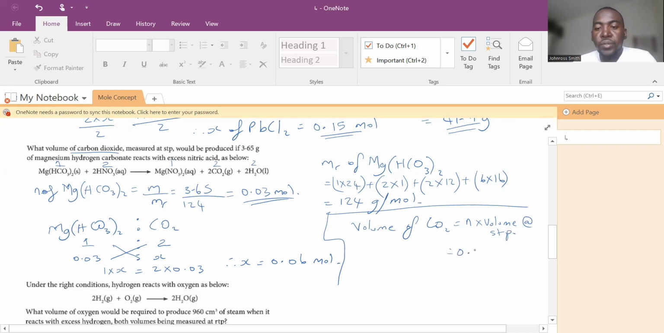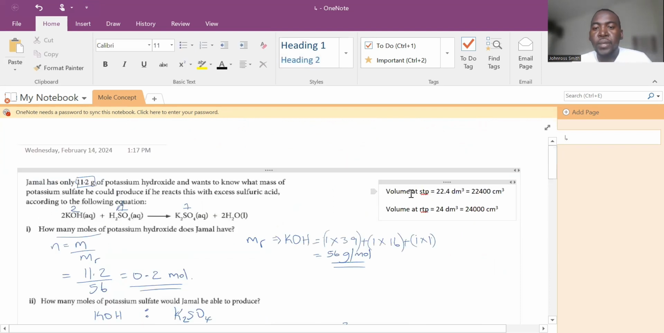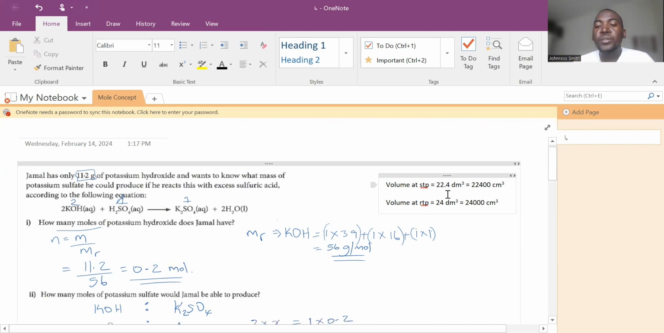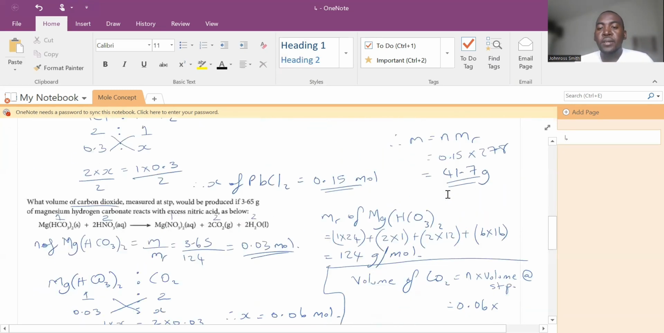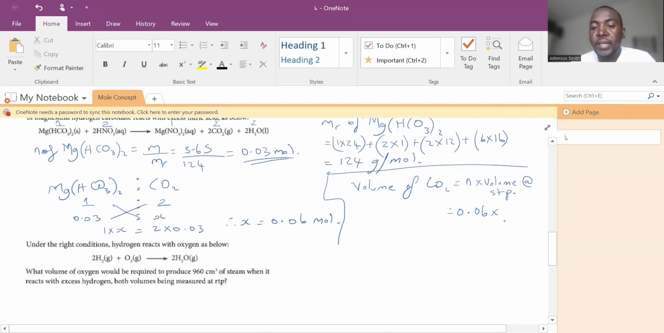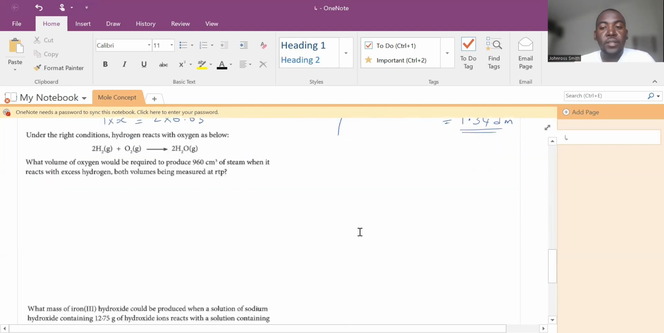Right? So it's the mole 0.06 times the volume at STP, which if we look up here, STP is 22.4 dm cube, or 22,400 cm cube. All right, so we're going to do it in dm cube, so that is 22.4, and hence we will get 1.34 dm cube of carbon dioxide that was produced in this specific reaction.